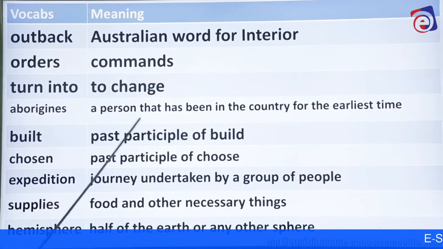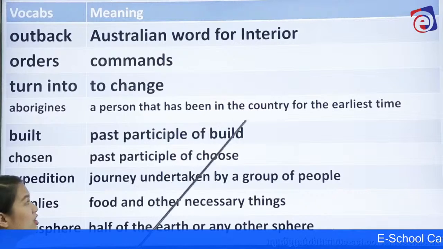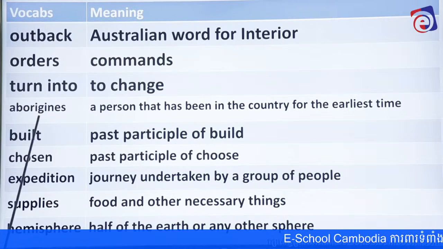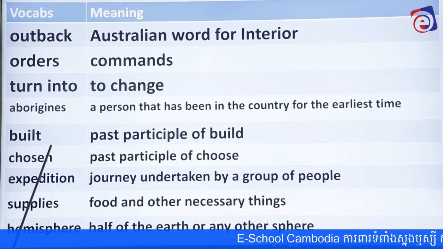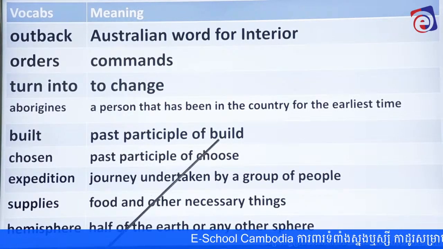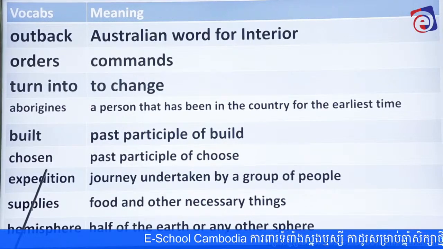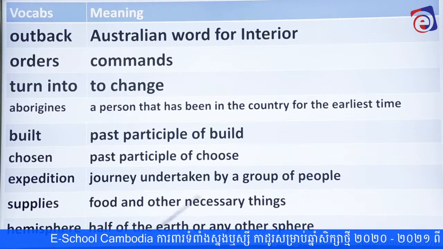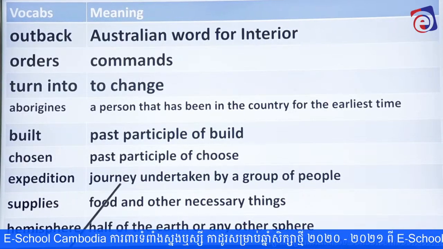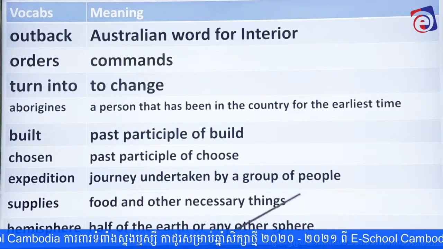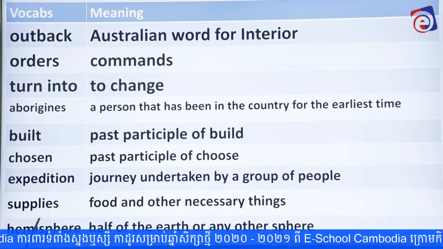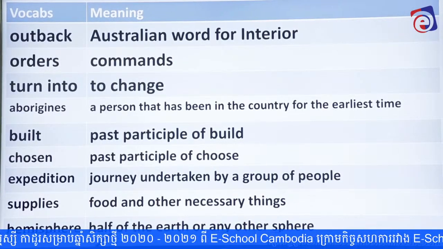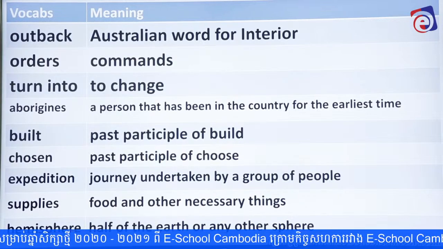Aborigines, a person or people that has been in the country for the earliest time. They were the first people. We call them Aborigines. Next, built, past participle of build. Chosen, past participle of choose. Expedition, journey undertaken by a group of people. So supplies, food and other necessary things. We call it supplies. Hemisphere, half of the earth or any other sphere.